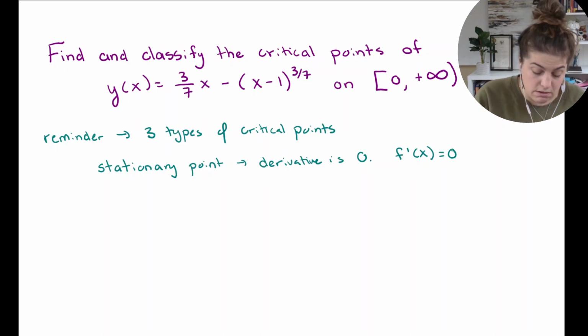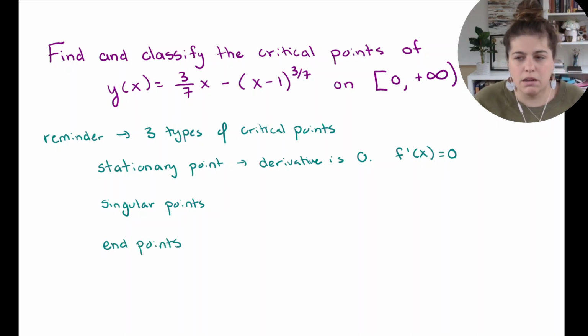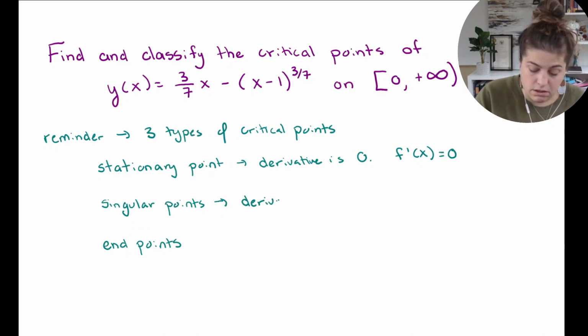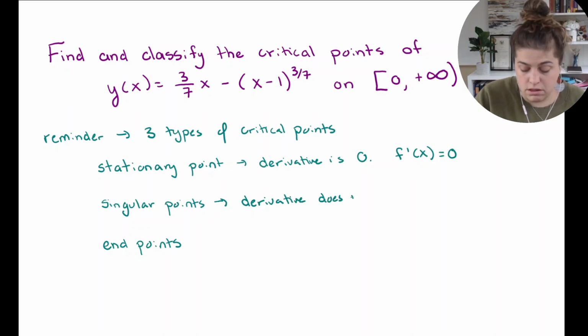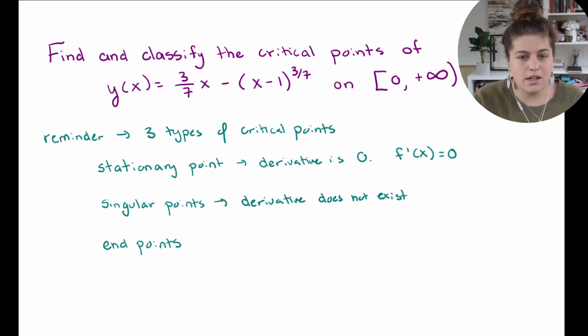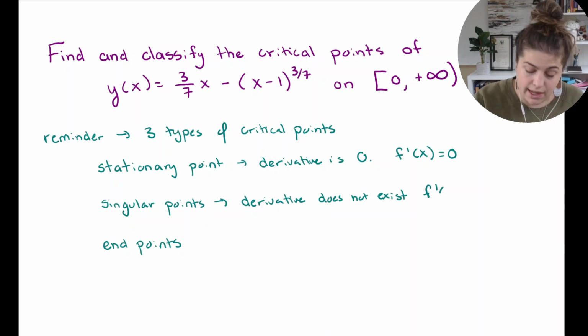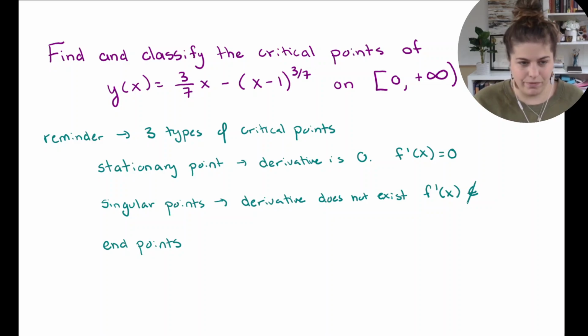But the two that people forget about are singular points and endpoints. Singular points is where the derivative is actually not defined. And this actually has to do with limits and continuity factors and all kinds of fun stuff, but it's important, okay? You might even see it written as, hey, this derivative doesn't exist. Okay? It's not defined. Endpoints are a little bit more obvious, okay?